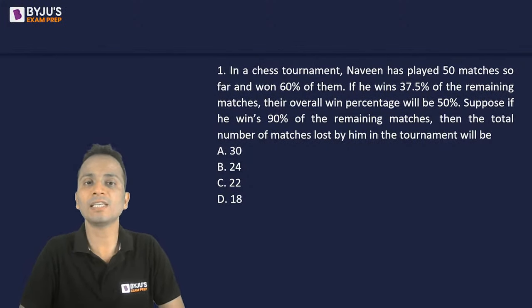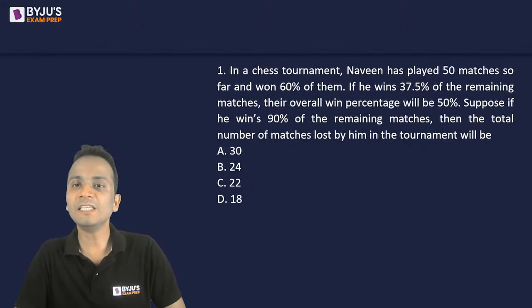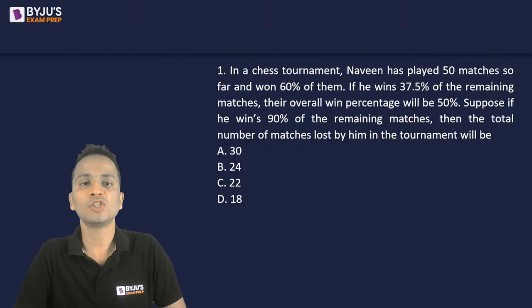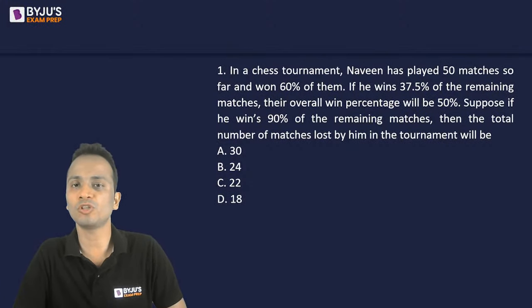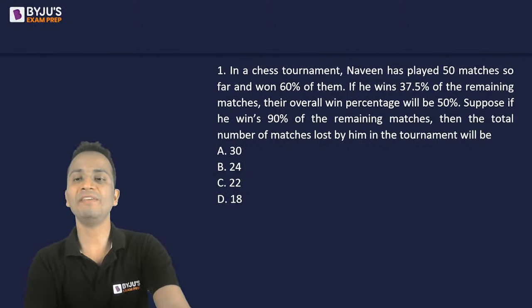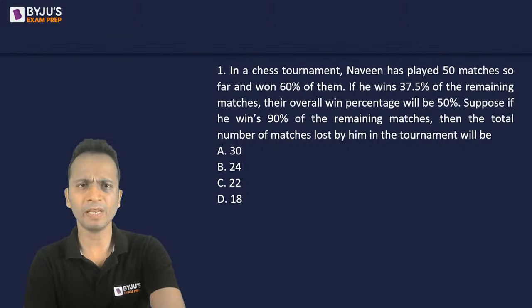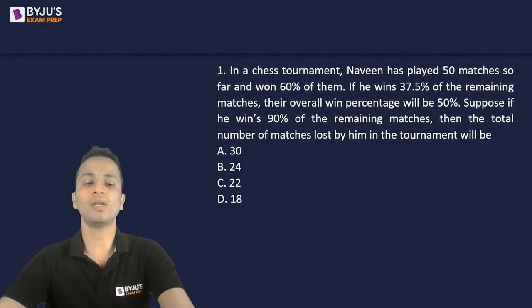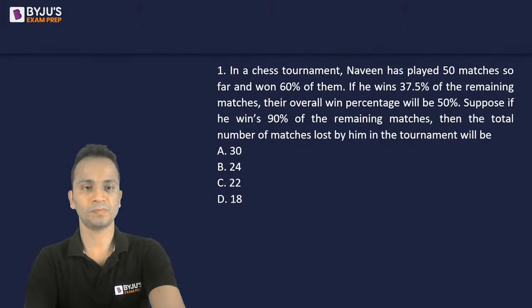The question says that in a chess tournament, Naveen has played 50 matches so far and won 60% of them. If he wins 37.5% of the remaining matches, then the overall win percentage will be 50%. Suppose he wins 90% of the remaining matches, then the total number of matches lost by him in the tournament will be how much?